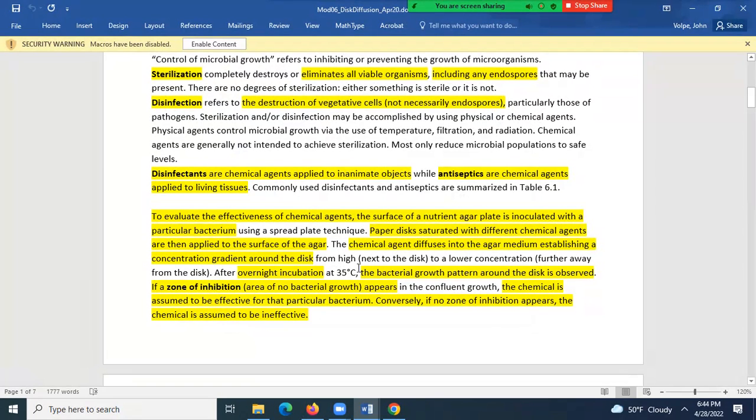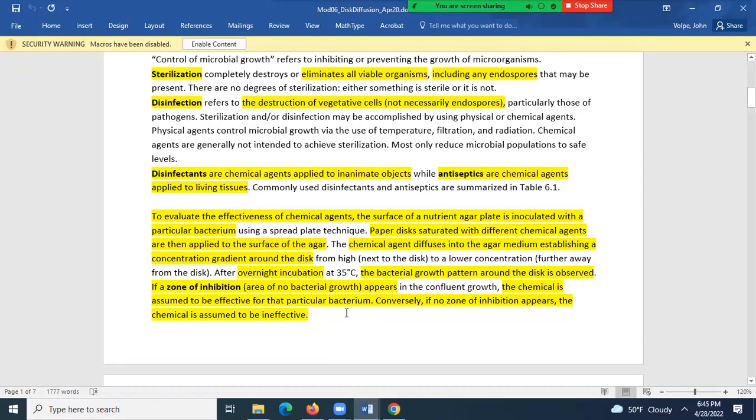So the chemical agent diffuses out of the paper disc. We then incubate the plate overnight and then look at the bacterial growth pattern. If there's a zone of inhibition, an area of no bacterial growth around the paper disc, the chemical agent can be assumed to be effective for that particular bacterium. Conversely, if there's no zone of inhibition, the chemical agent can be assumed to be ineffective.